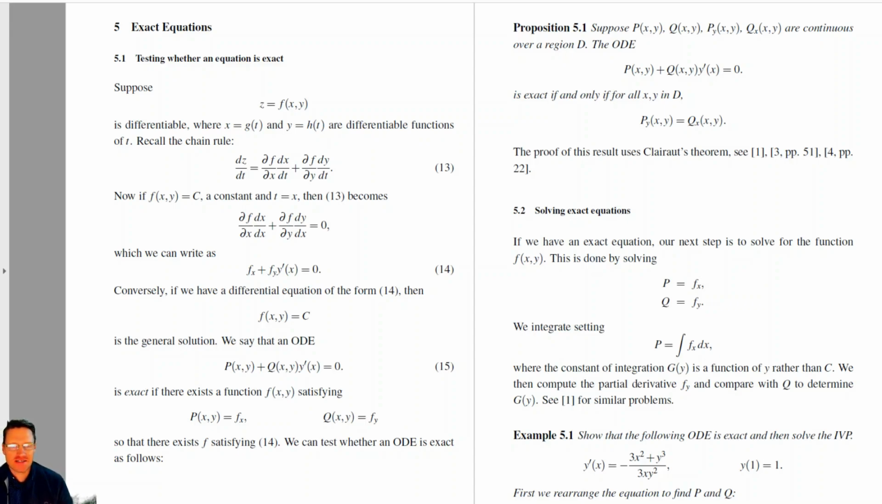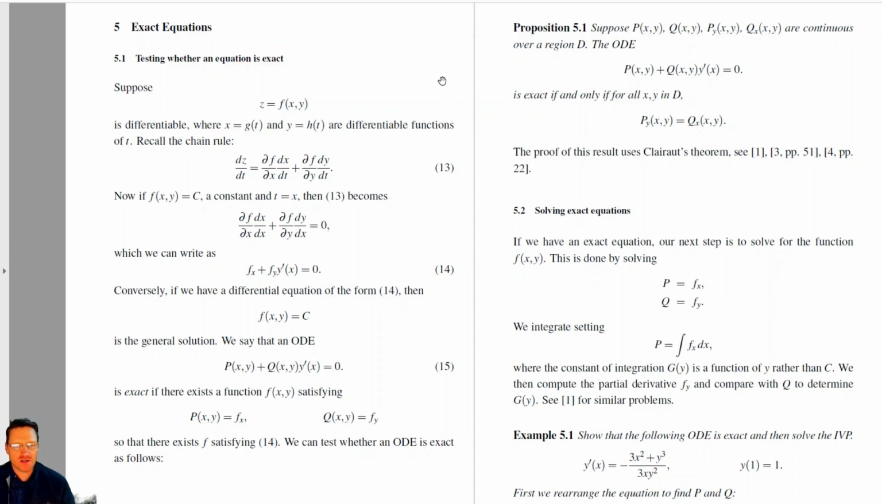First of all, what is an exact equation? It's an equation that can be written in a certain form, such as what we see in equation 14, where we have partial derivatives of f with respect to x and f with respect to y in the form of the differential equation. But the question is, how do I know if I have such a form? So let's start at the beginning now.